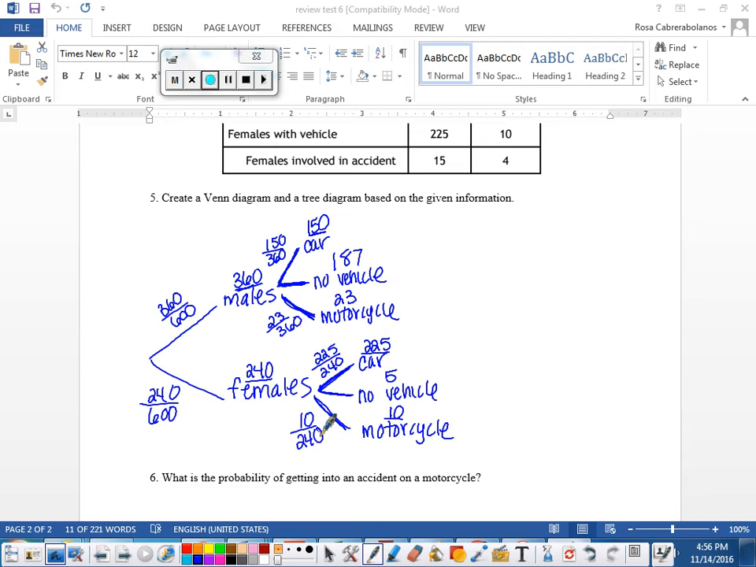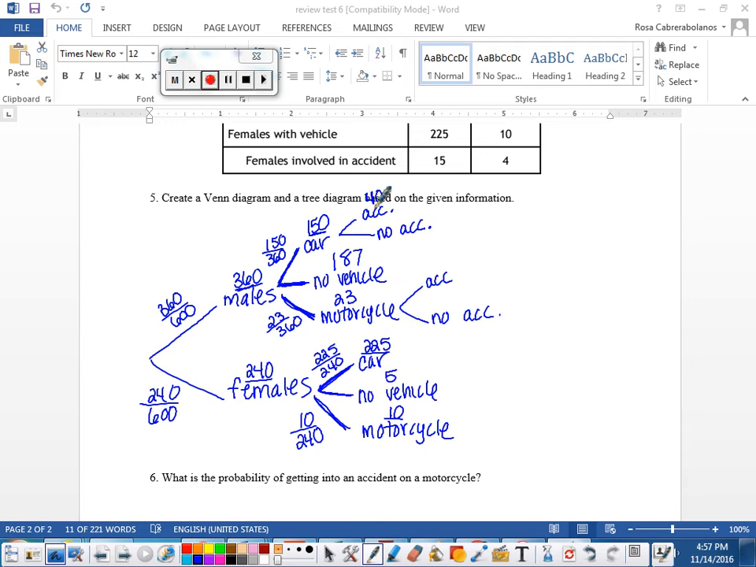Now we move on to the car. Males with a car, they could either have an accident or no accident. If they don't have a vehicle, we don't care whether they had an accident or not. Motorcycle, they could either have an accident or no accident. Now from those 150 males, if you look at your chart, 40 of them had an accident. So I'm going to write 40 right here.